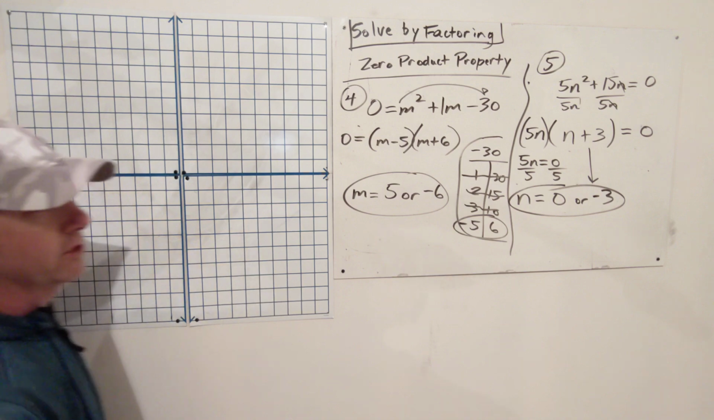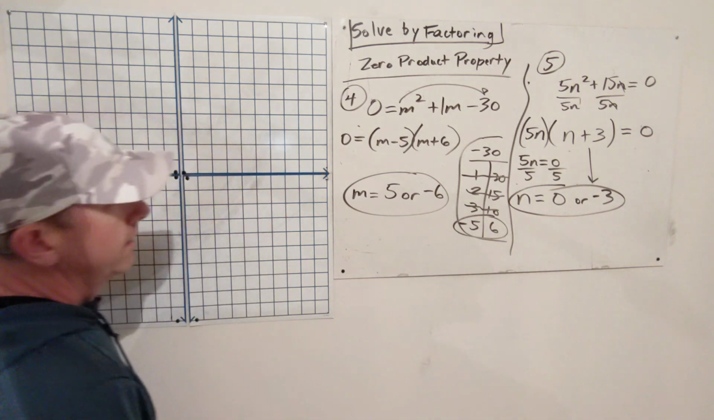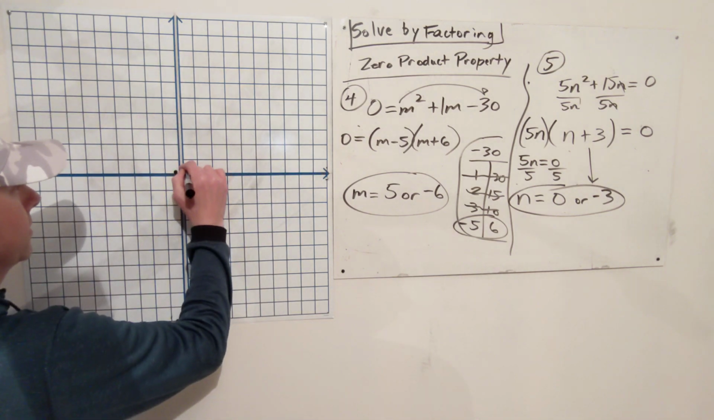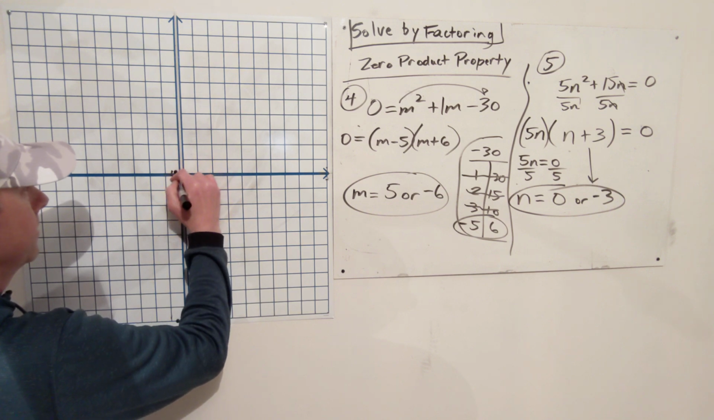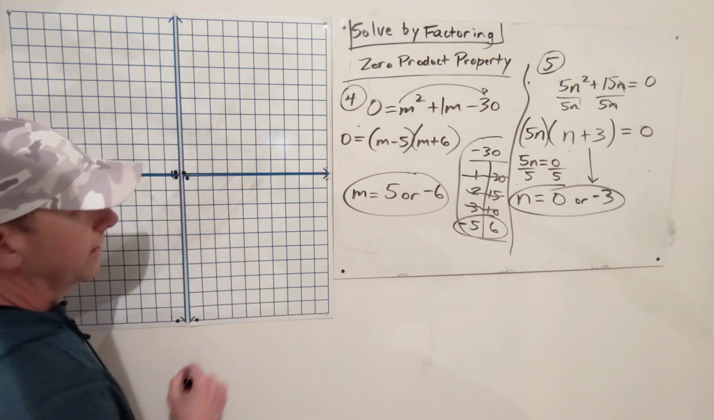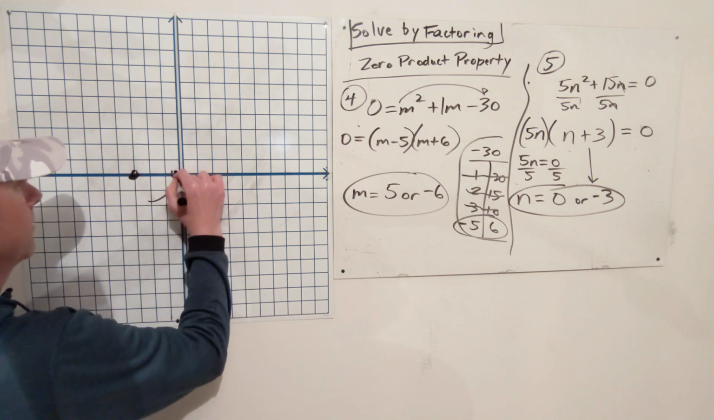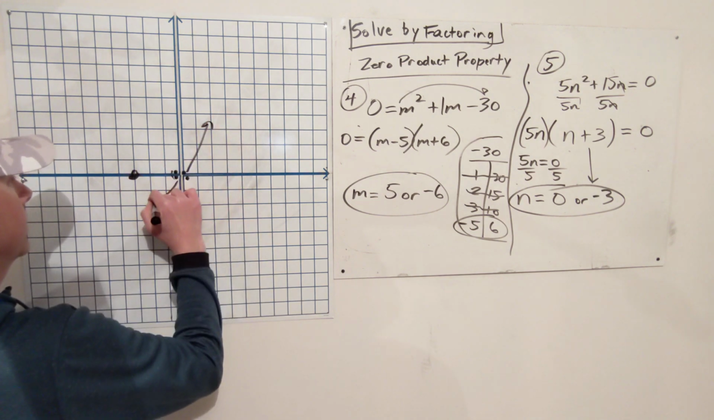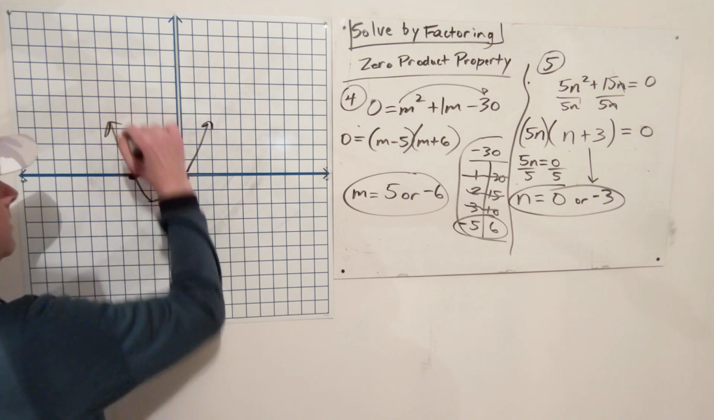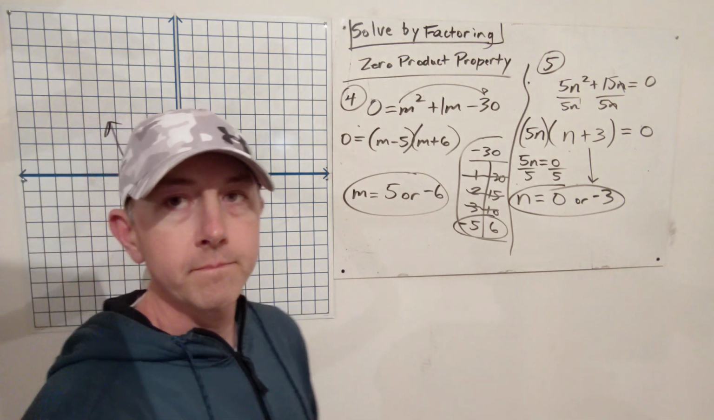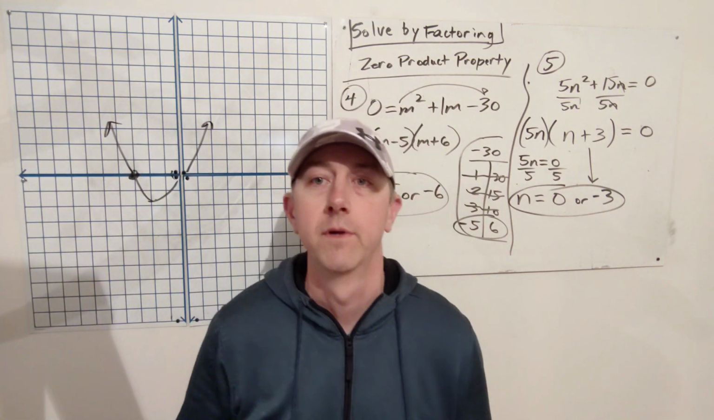Okay, if you have questions, feel free to let me know. The graph would go through the origin here. It's kind of hard to do, there we go, it's somewhere in there. And then -3 is back here. So our parabola would run something like this. There you go. Okay?